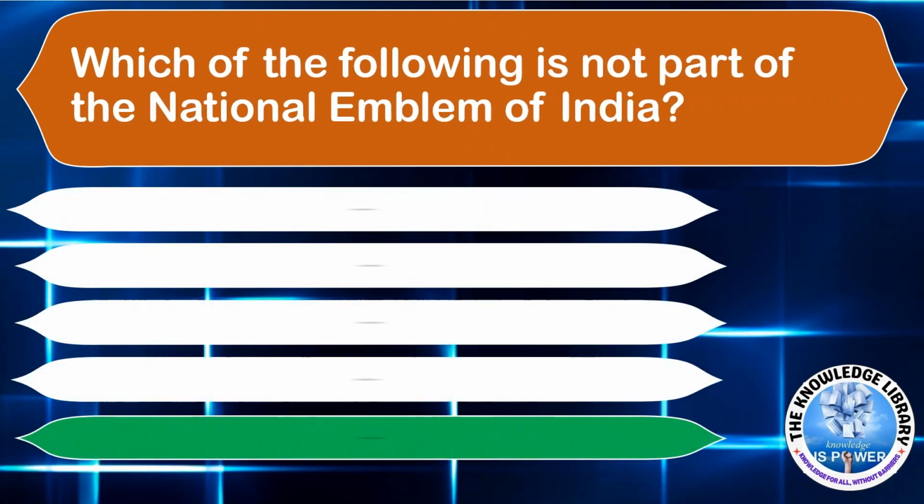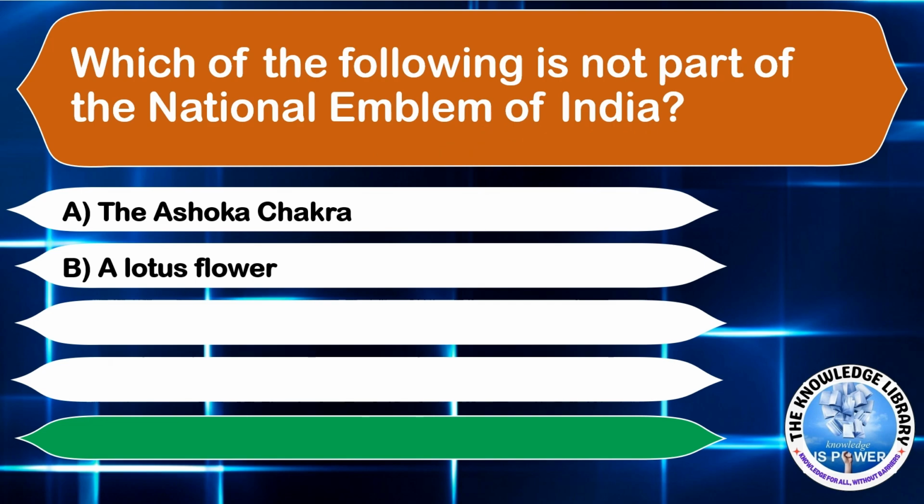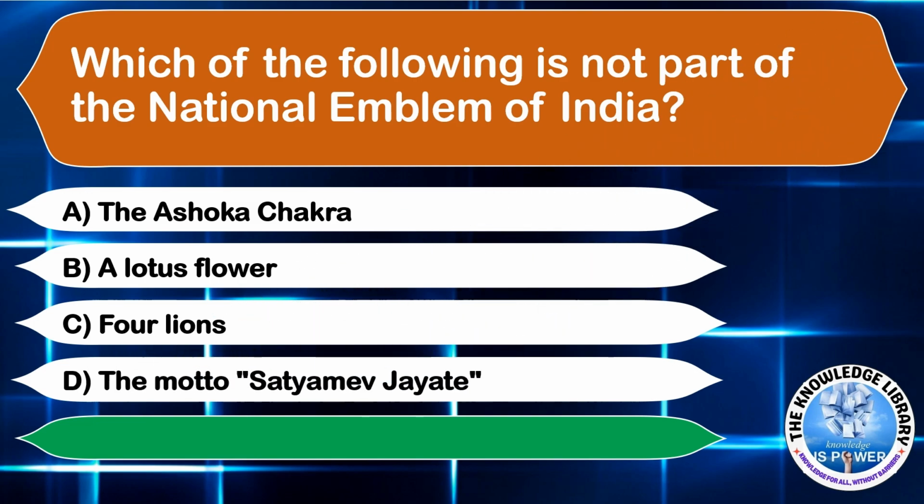Which of the following is not a part of the national emblem of India? Option A, the Ashok Chakra. Option B, a lotus flower. Option C, 4 lions. Option D, the motto Satyamev Jayate. The correct answer is option B, a lotus flower. Move on to the next question.